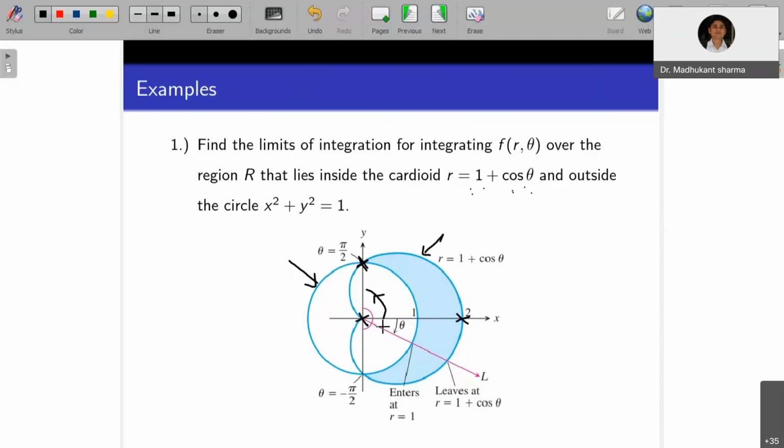Now, what about theta equals minus pi by 2? You can also take theta equals minus pi by 2: when you have this side as pi by 2, this side is minus pi by 2. So theta equals minus pi by 2 means you are moving clockwise. So for theta equals minus pi by 2, r is again 1.